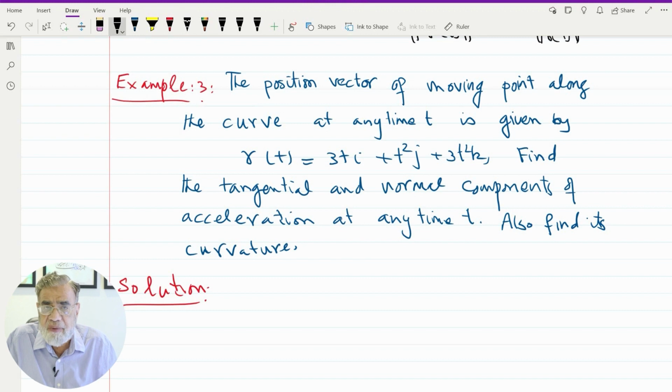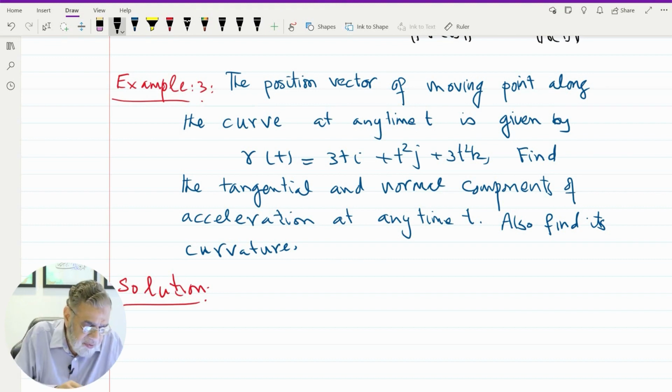and the curve is described by the position vector r of t equal to 3t i plus t squared j plus 3t squared k. We want to find, along this curve at any time t, the curvature of the curve. Also we find the vectors, see the motion, and find the tangential component of acceleration and also the normal component. So we have the solution of this example.